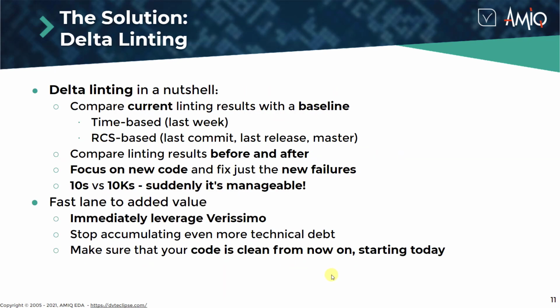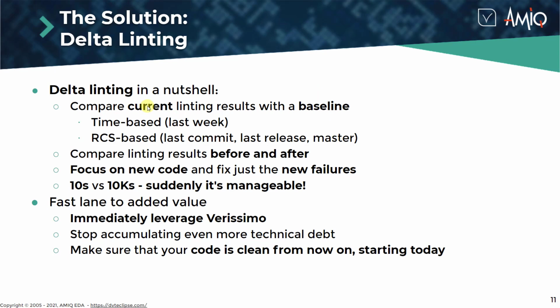And this is the solution: delta analysis of the linting results, or in short, delta linting. Basically, you compare the linting results on the current version of your code with a baseline. This way, you can see how the linting evolved, more or less like when you look at how a source code file evolved in the history of a revision control system. It's a comparison of the linting report before your changes, and that is the baseline report, and after your changes, which is the current report.